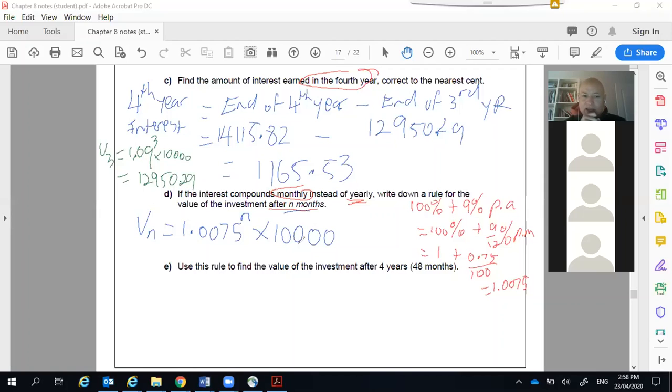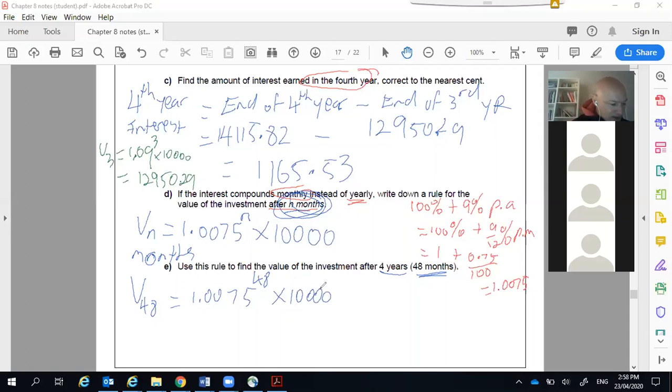Okay. Part E says use this rule to find the value of the investment after 4 years. That means 48 months. Now this rule here is in terms of months in part D. So we're just going to use the months. So V of 48, because this is in months, equals 1.0075 to the power of 48, times 10,000.